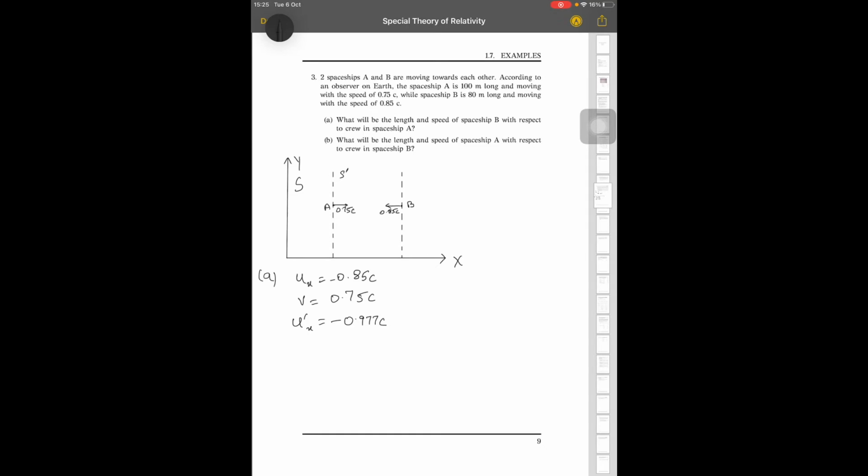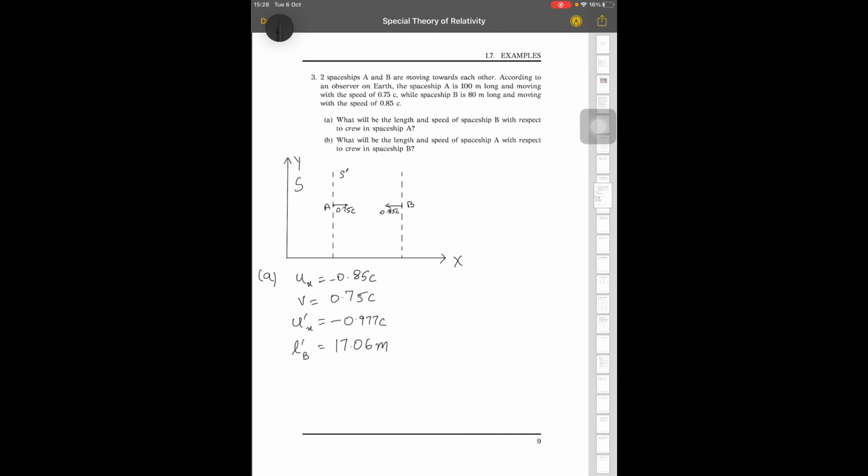And now the length of the spaceship B, LB dash, equals LB root of 1 minus u dash x squared upon c square, which is equal to 80 root of 1 minus 0.977 c squared upon c squared, which is equal to 80 into 0.2132, which is equal to 17.06 meters.